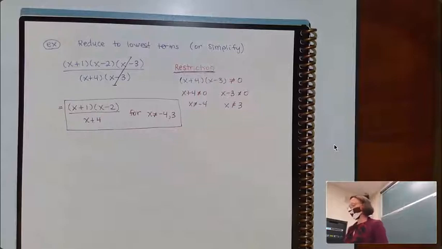Will you have to state the restrictions on the variable? Yes, you will have to state the restrictions on the variable.